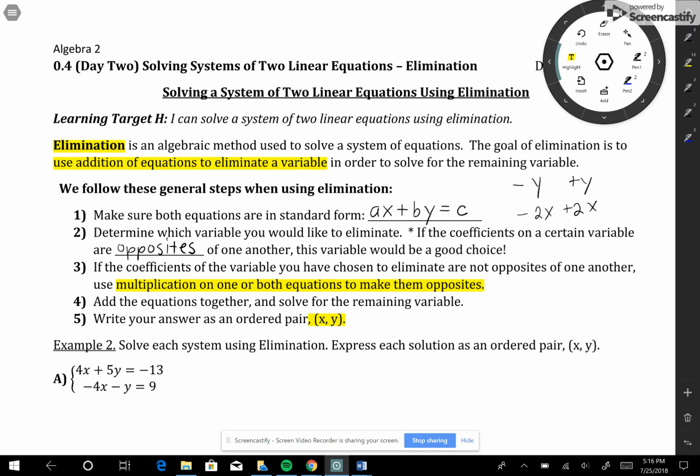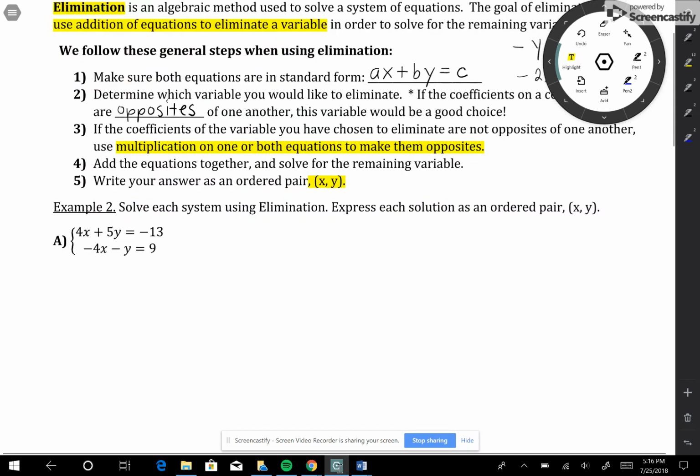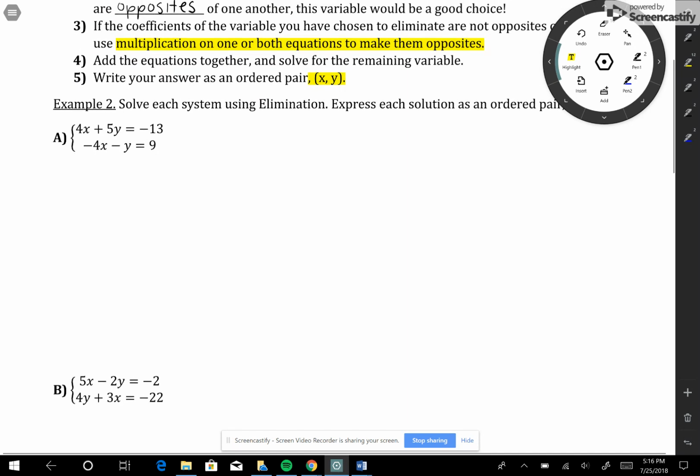All right, let's get started. Solve each system using elimination. Express each solution as an ordered pair (x, y).